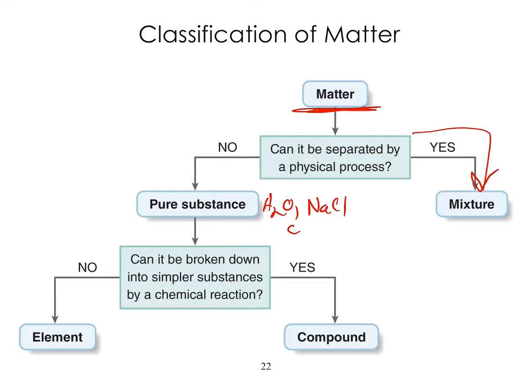Then you ask yourself, can it be broken down into simpler substances? If the answer is yes, then we go over here. So the water and NaCl come over here, because yes, they can be broken down, so they must be compounds. But the carbon cannot be broken down anymore, so it must be an element over here. So that's just yet another way to organize and categorize matter.